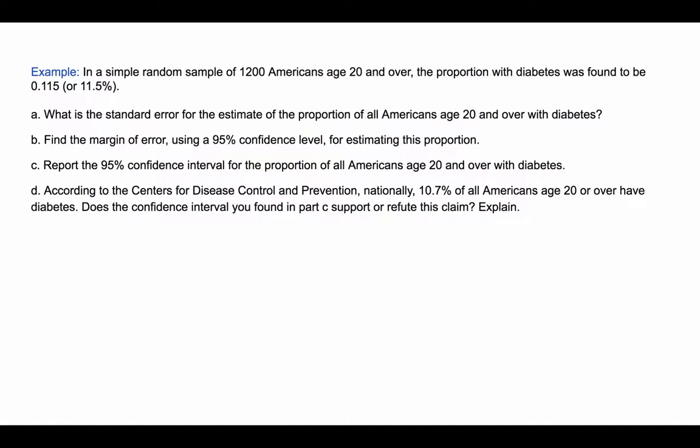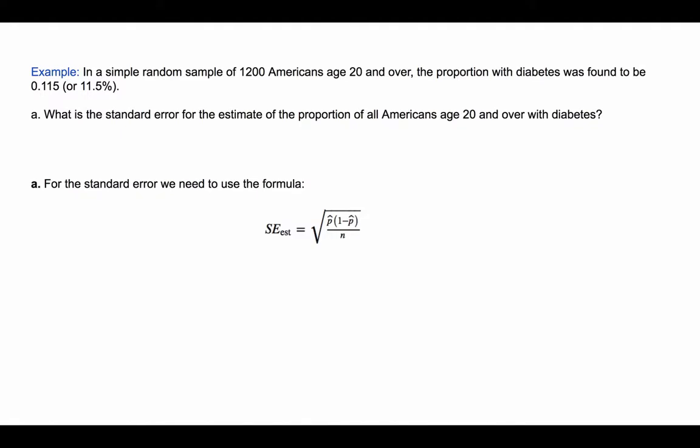So we'll start with part A. Part A is, what is the standard error for the estimate of the proportion of all Americans aged 20 and over with diabetes? So to find the standard error, we use our standard error formula. So it's given by this equation here. Now, to use this formula, we need to know what p hat is and what n is. So n is always the number of people or things in your sample. So in this case, we're told we have a random sample of 1,200 Americans.